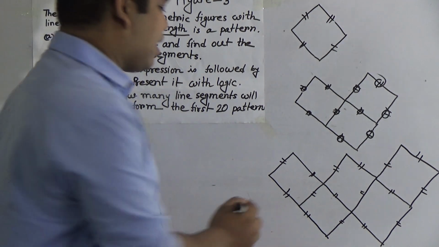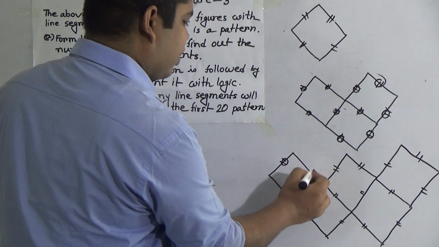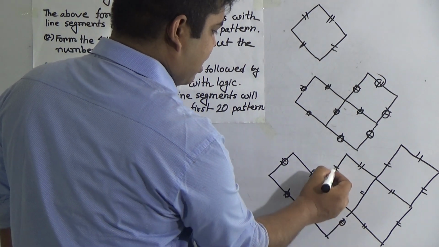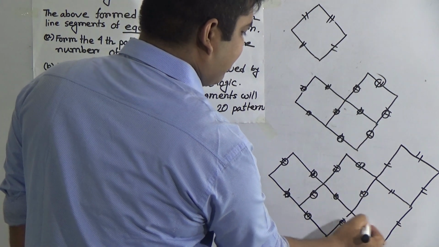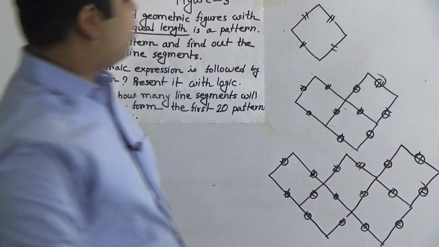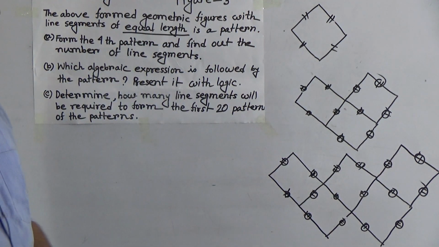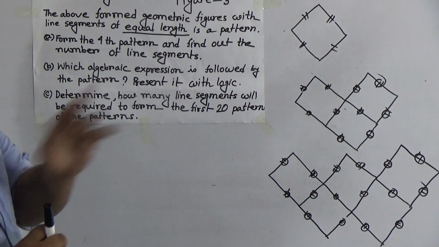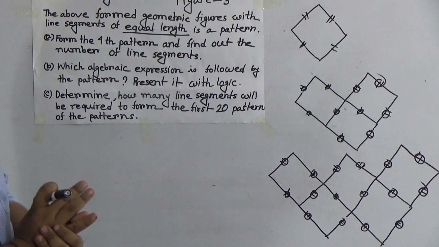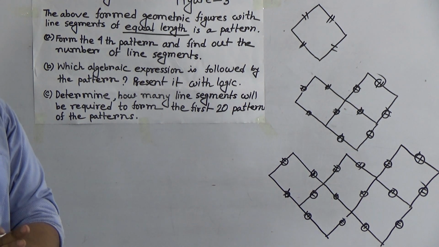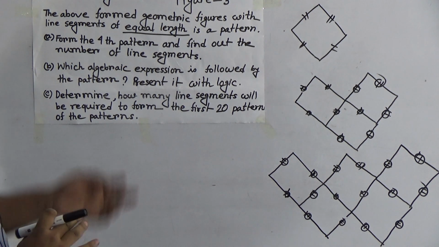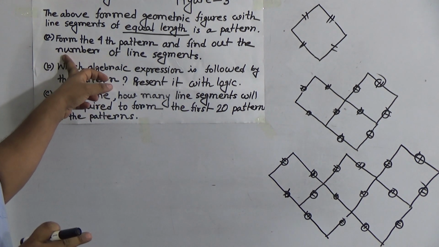In figure 3, there are 1, 2, 3, 4, 5, 6, 7, 8, 9, 10, 11, 12, 13, 14, 15, 16. So there are 16 line segments. After drawing the fourth figure, you shall count how many line segments are there in the fourth figure and write that amount. I hope you have understood how to solve question number A.